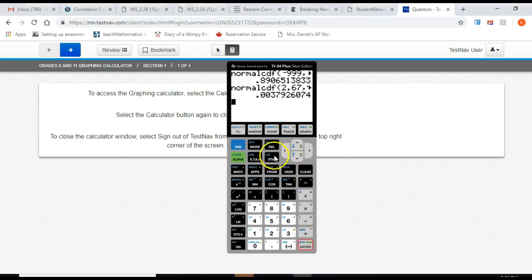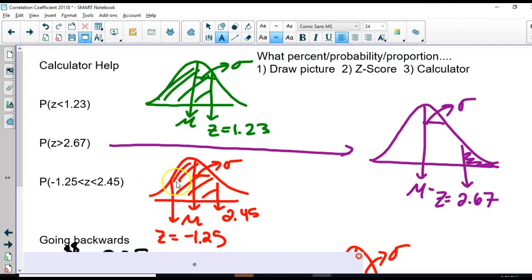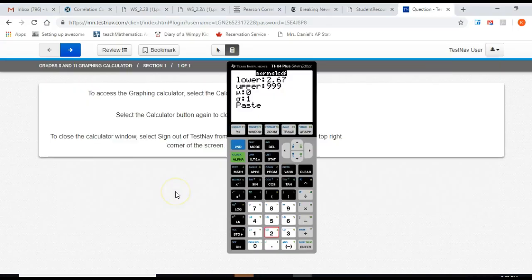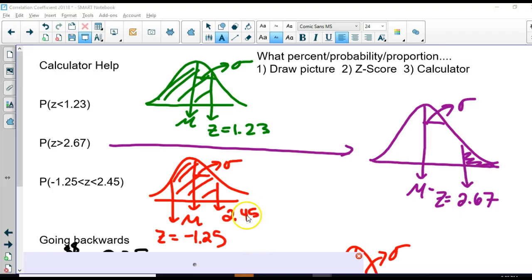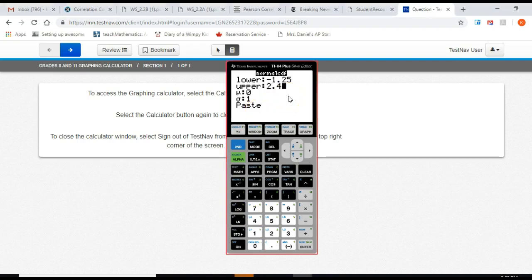Again, let's go to our calculator. Second, vars, normal CDF. Our lower bound this time is right here, this line, negative 1.25. Our upper bound is that upper z-score, so 2.45. Again, leave it as 0 and 1.